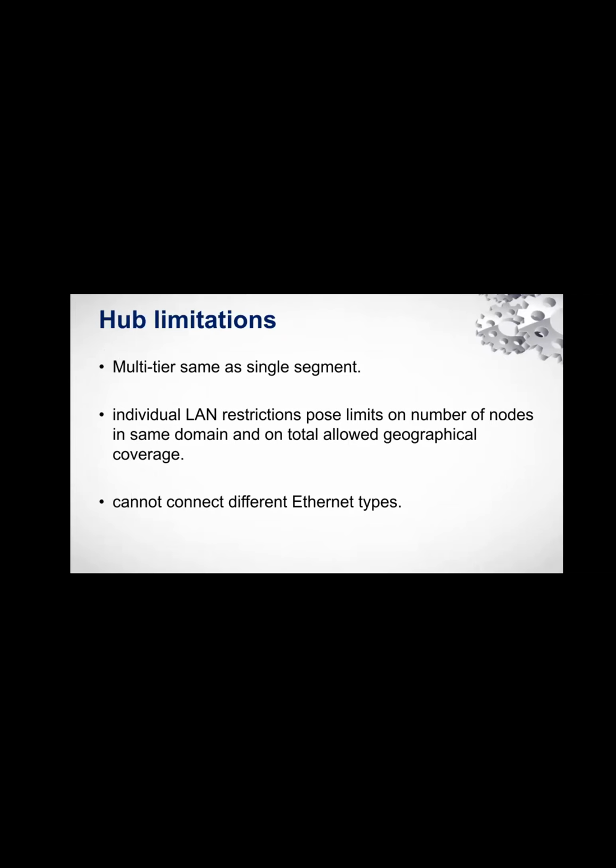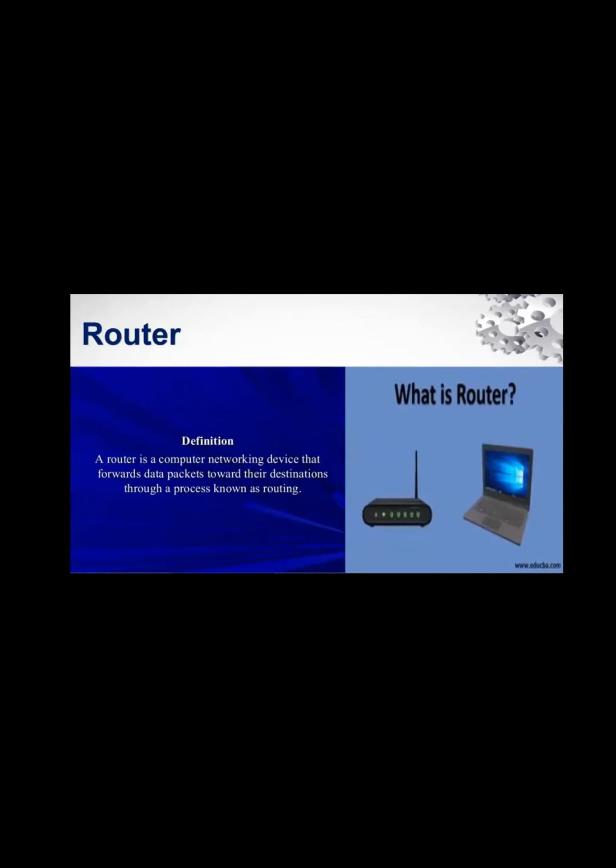Hub limitations. There are some limitations in hub. Multi-tier is the same as a single segment. Individual LAN restrictions pose limits on the number of nodes in the same domain and on the total geographical area covered. Cannot connect different Ethernet types. We are done with the hub.